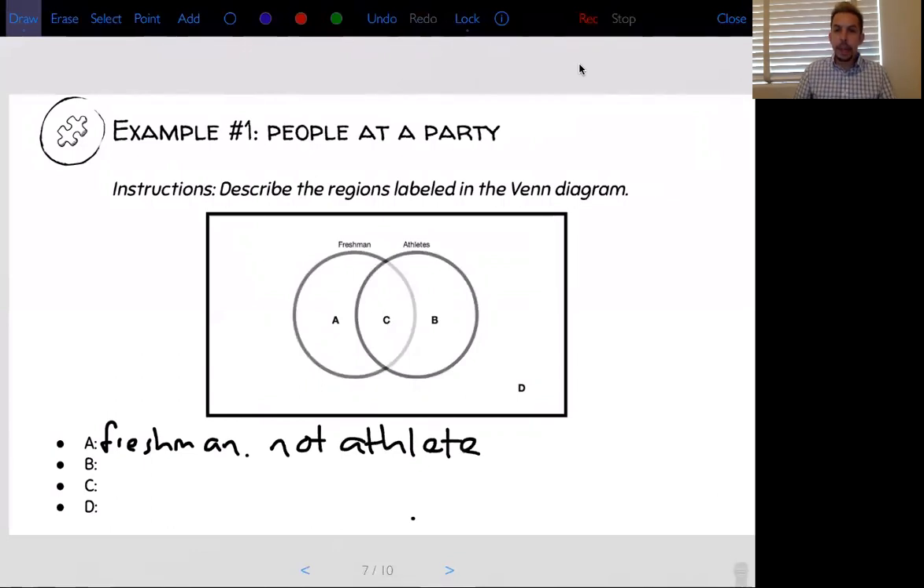If you're in region B, it's the opposite. You're in the athlete circle, but you're not in the freshman circle. And so the description would be something like, you are an athlete, not a freshman.